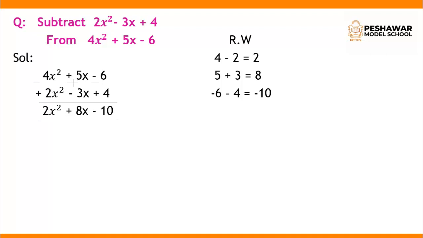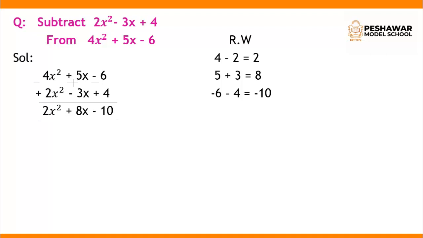Now you have to see the new signs. So 4 minus 2, that is 2. We have to add up their coefficients. Then 5 plus 3, which is equal to 8x. Now minus 6 minus 4: minus into minus means plus. So 6 plus 4 is equal to 10, but we have to write down the sign of the greater term. So 6 is greater, that's why we put a minus sign with 10.